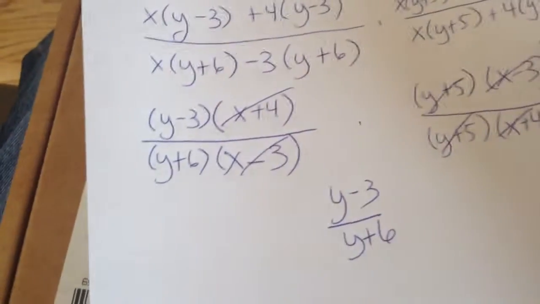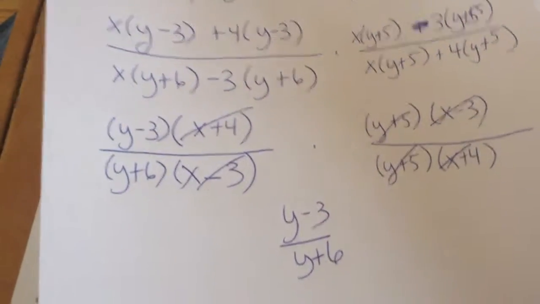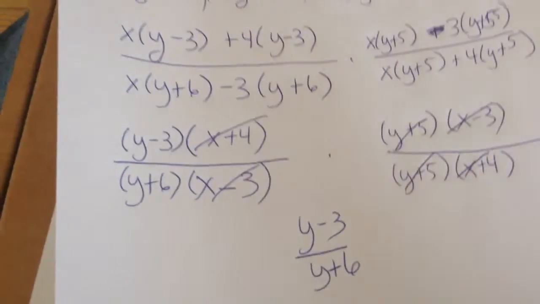After you've got everything factored, canceling out common factors is what you want to do. I hope this helps.